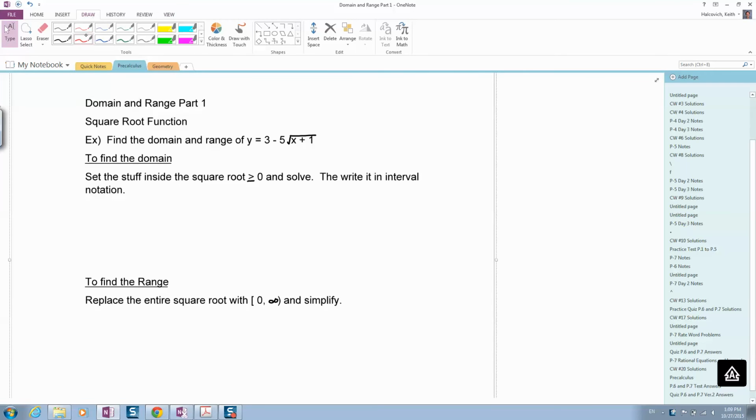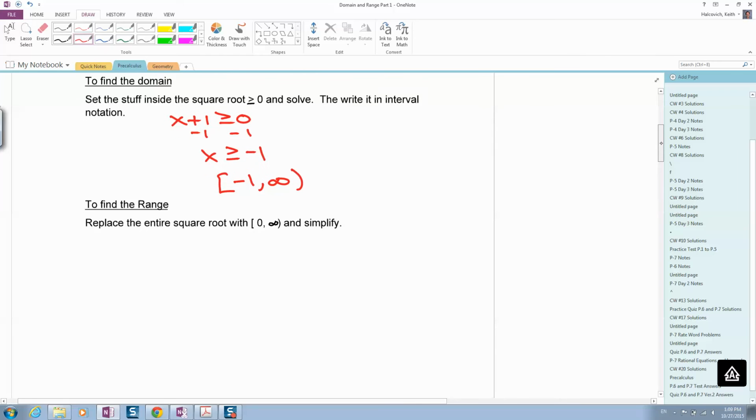The first function we're going to focus on is the square root function. To find the domain, you set the stuff inside the square root greater than or equal to 0, because remember, you can't have a negative inside a radical. So for example, here I would just set x plus 1 greater than or equal to 0 and solve it. So move the 1 over. I get x is greater than or equal to negative 1, and that is my domain: negative 1 to infinity.